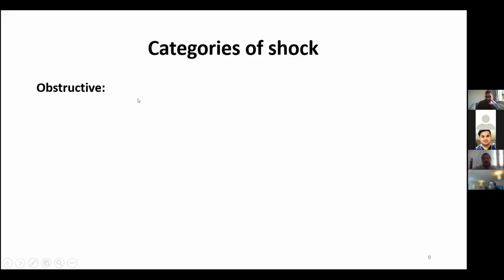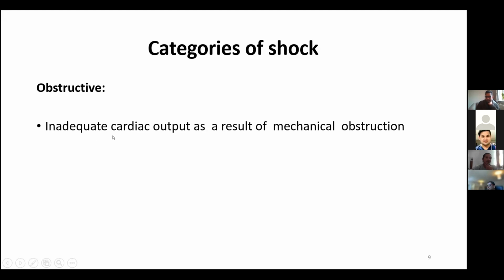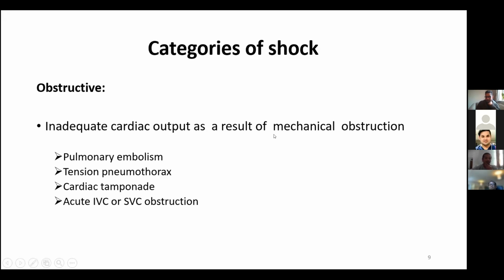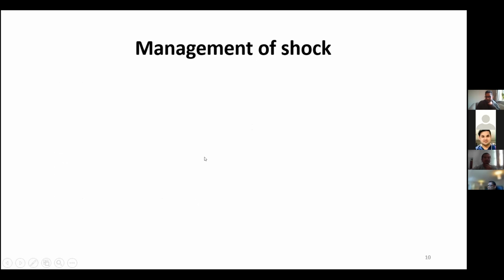The last but not the least is obstructive shock. It's a state where there's inadequate cardiac output as a result of mechanical obstruction. For example, pulmonary embolism, tension pneumothorax, cardiac tamponade, and acute IVC or SVC obstruction. So how do we manage shock in the emergency department?